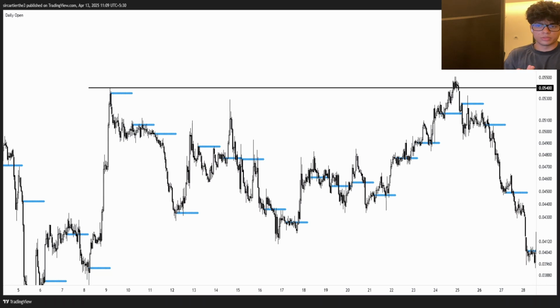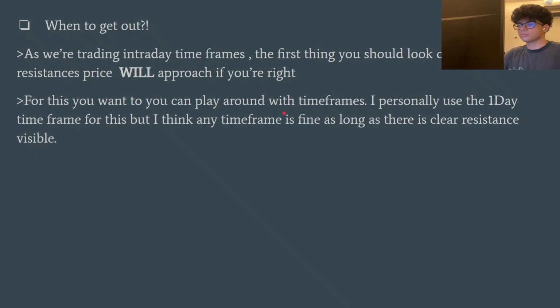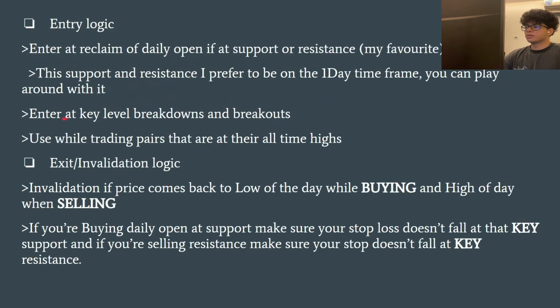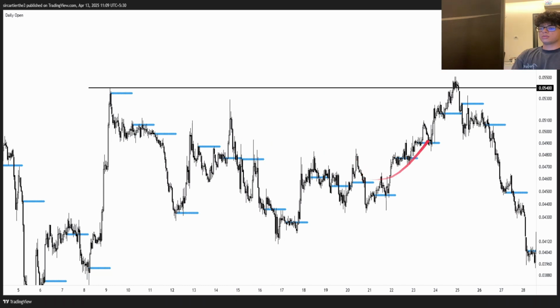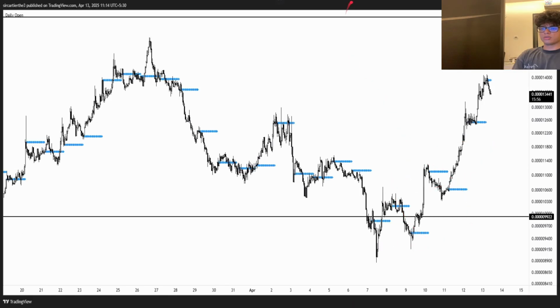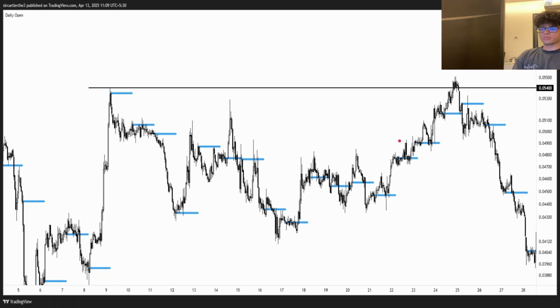So for example, you can use the daily support level and then go to lower time frames. Let's say you go to 1 hour time frame and then use the daily open to put a long buy there, right? Or else you could enter at key level breakdowns and breakouts. So this is the same thing. You can enter at key level breakdowns or breakouts, whatever. This is the same thing here, but instead of coming back, it just goes lower, right? That is what a breakdown or breakout is.